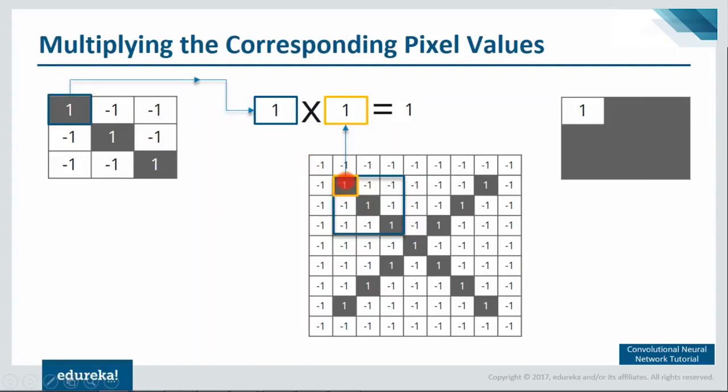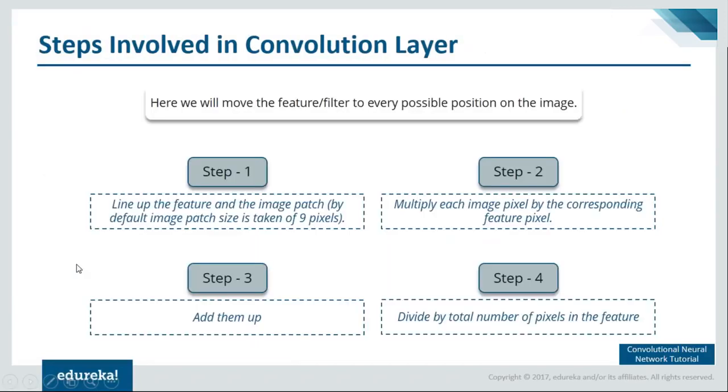So 1 will be multiplied with 1, we'll get 1, and we'll put it in another matrix. Similarly, we are going to move forward and multiply -1 with -1, as you can see. Similarly, we multiply this as well, -1 into -1, then again -1 into -1. We are going to complete this whole process until we finish up this matrix. All right. And once we are done with the multiplication of all the corresponding pixels in the feature as well as in the image, we need to follow two more steps.